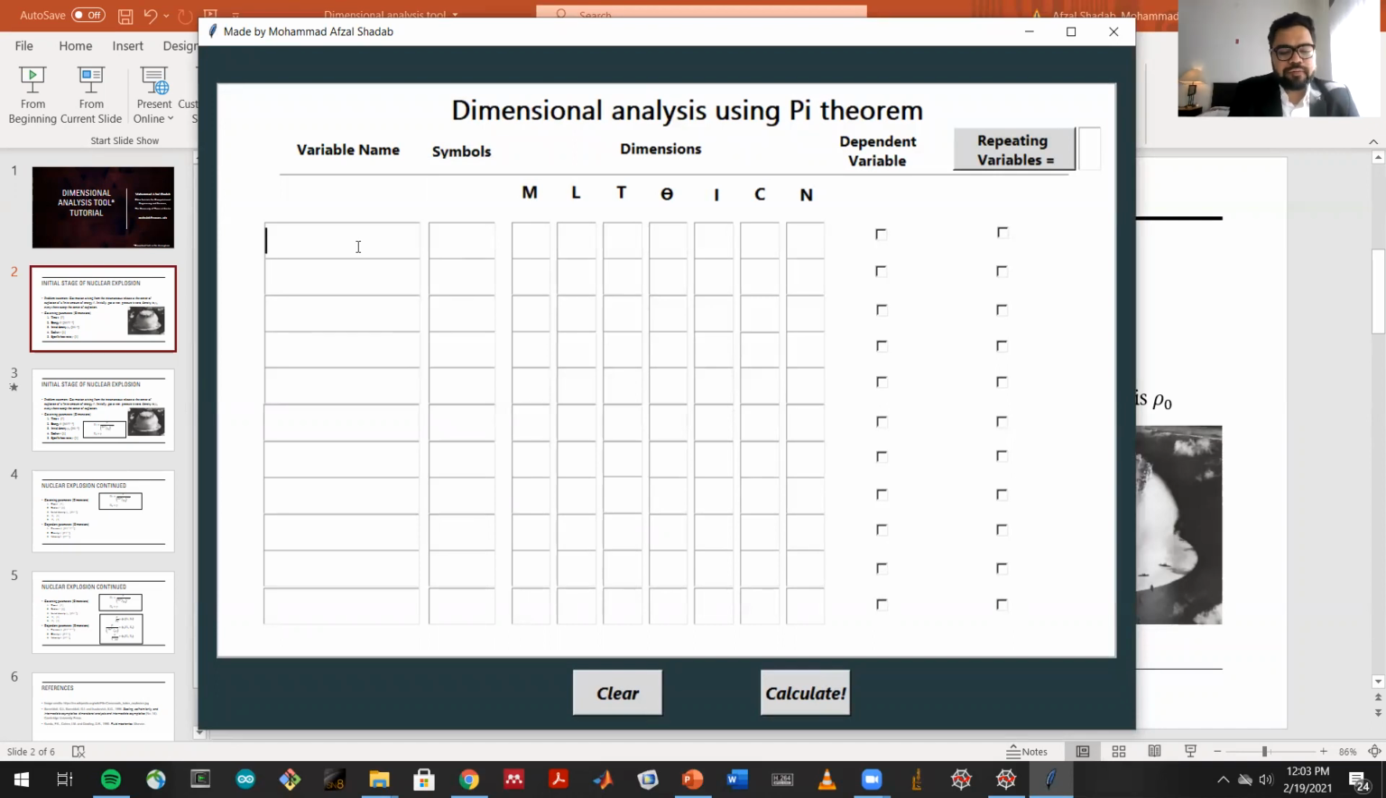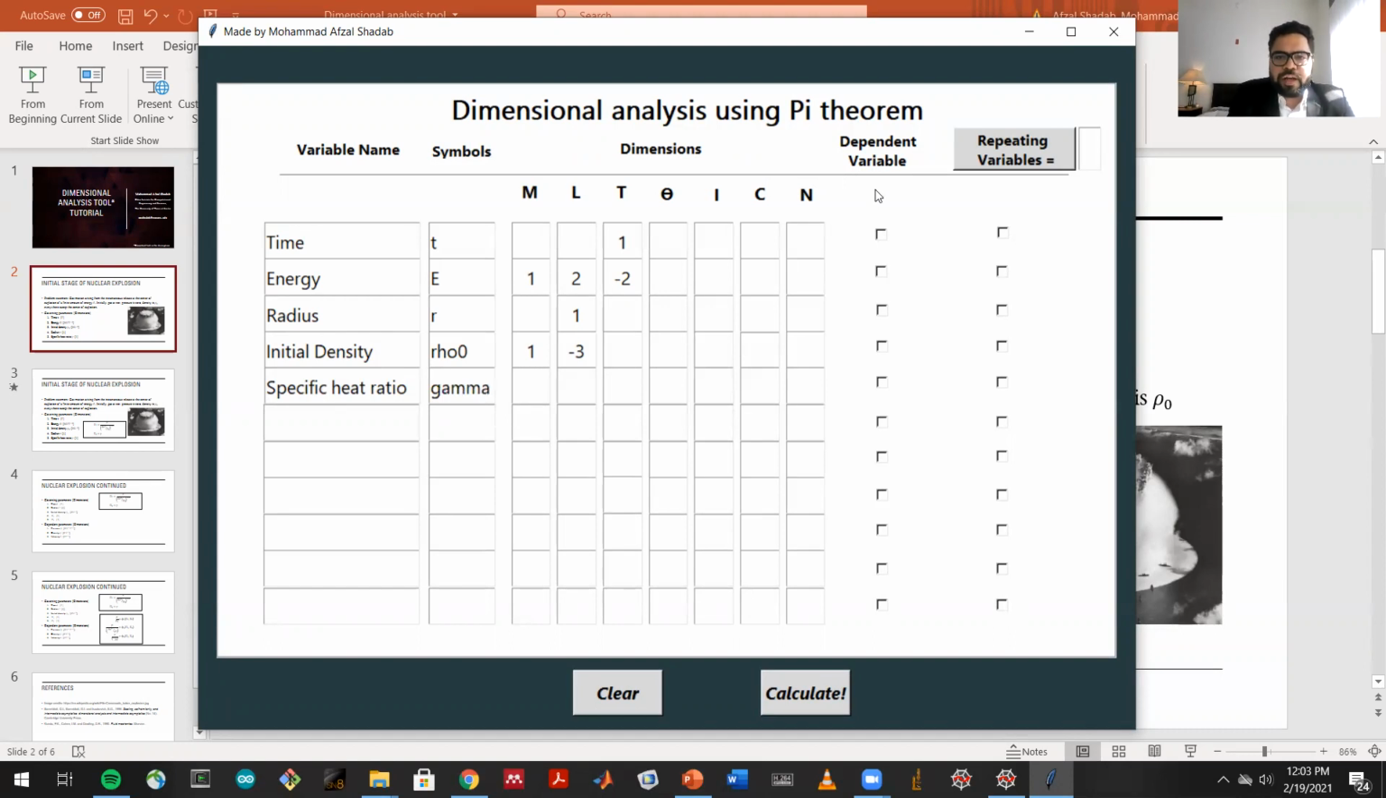In our problem, we have time, with dimension 1; energy with dimension M L^2 T^-2; radius with dimension L; initial density, rho naught, with dimension M L^-3; and then the specific heat ratio of the gas, gamma, which is dimensionless.